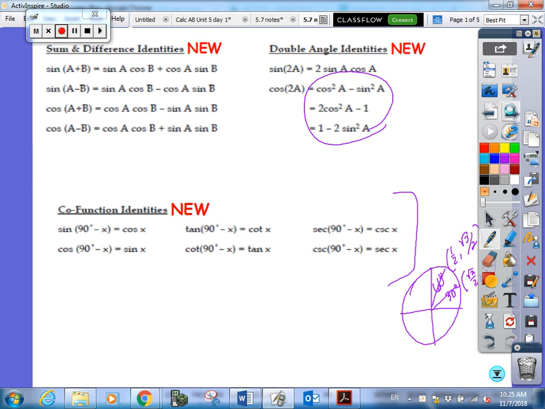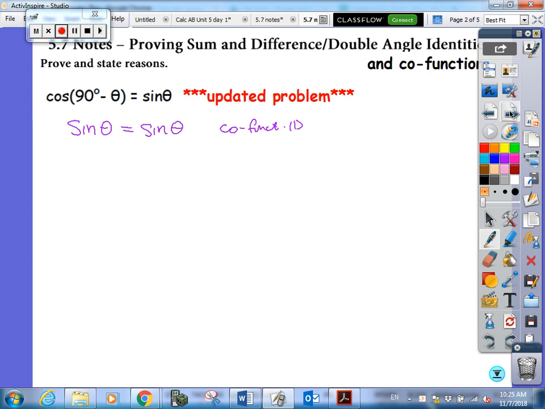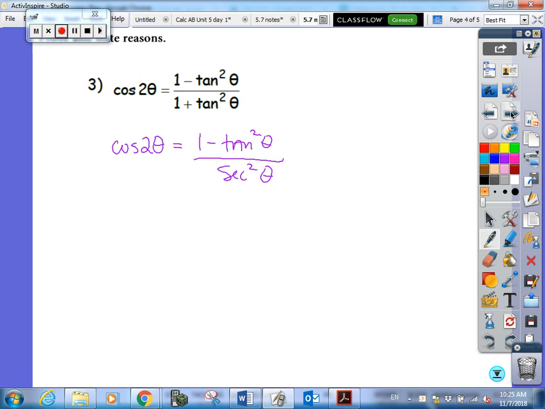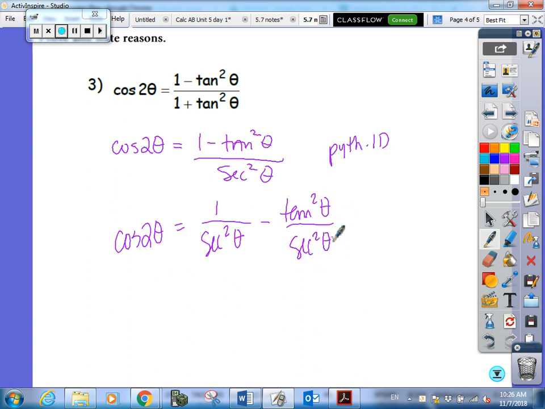So the reason I think about that is because when I'm at this step right here, maybe, if we can get there, I could split this up right now, and then I'm already on my way to getting those 2 terms. So here what I did was Pythag ID. And so what I'm going to do is cosine 2 theta equals 1 over secant squared theta minus tangent squared theta over secant squared theta. What did I do? I split it. Split it up.